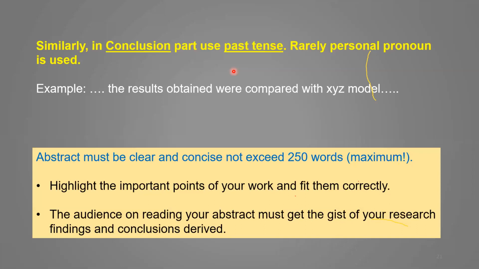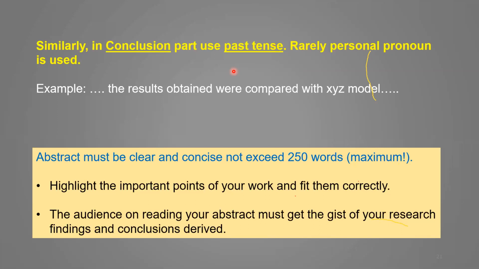The abstract should not exceed 250 words. That is a maximum, not a minimum. For scientific writing, 250 words is too much; it normally means a single A4 sheet. But that is the maximum limit you can give. Normally, you should finish in 100 to 150 words. You should not go beyond that. If you go on explaining the abstract too much, that will also confuse the reader. So highlight the important points of your work and fit them correctly. That is very, very important.